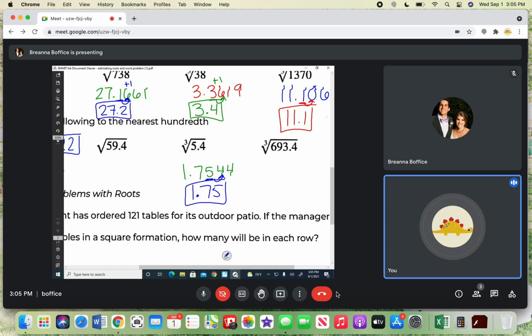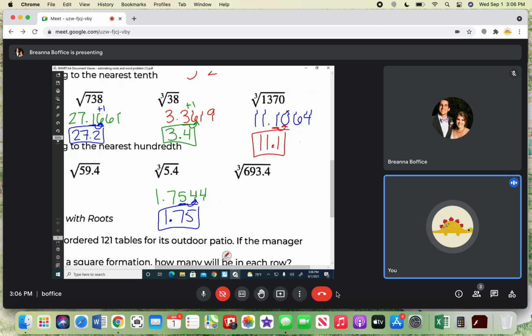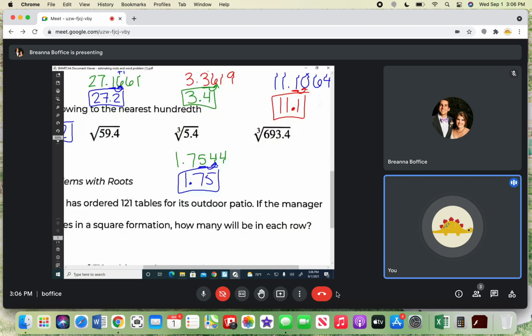The biggest thing that I'm going to ask you to do is to make sure that your decimal points are actual decimal points. I don't do a really good job at making sure, so just make sure your decimal points are nice and big. So that is estimating. You just put them into your calculator and then you round.